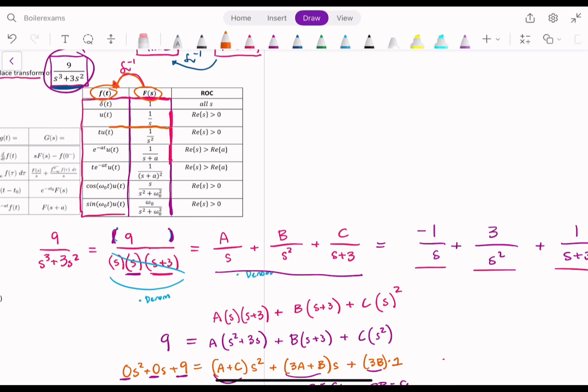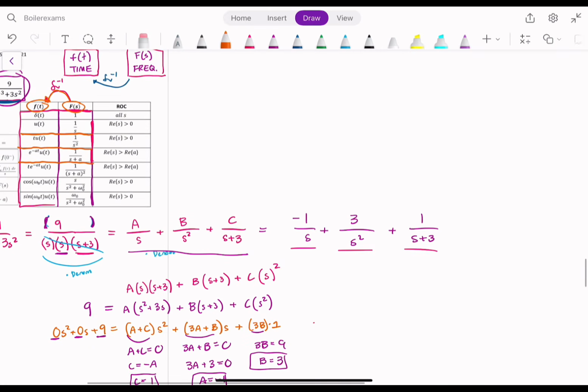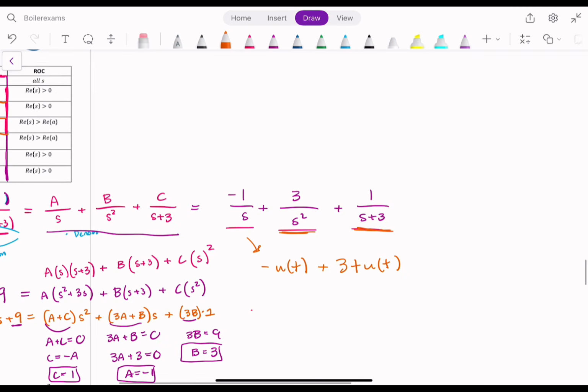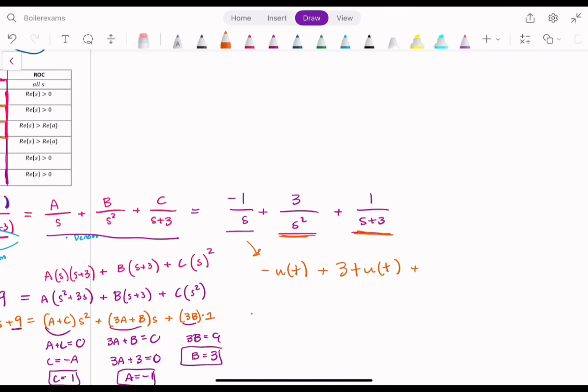And so 1 over s is u of t, 1 over s squared is t u of t, and 1 over s plus a is e to the negative a t u of t. And so we can go ahead and know that this term here is just equal to negative u of t. And this second term here is just going to be equal to 3t u of t. And this last term here, 1 over s plus 3, is just going to be e to the negative 3t u of t.